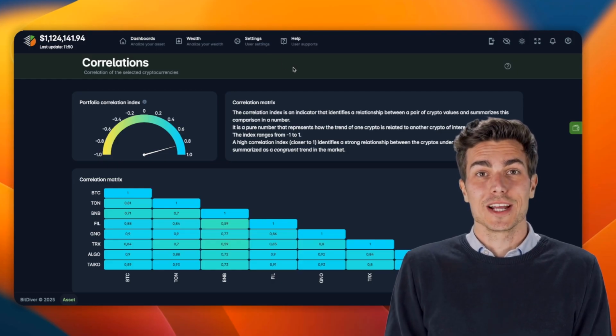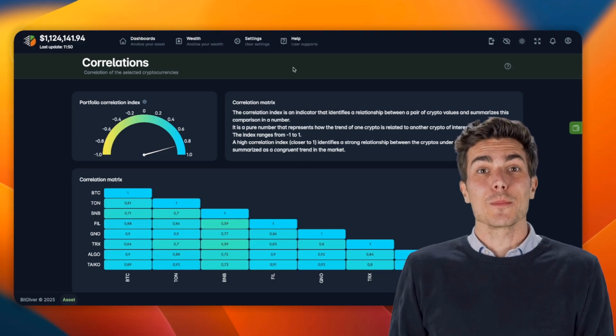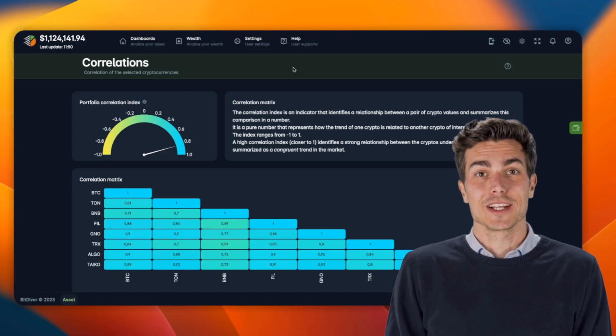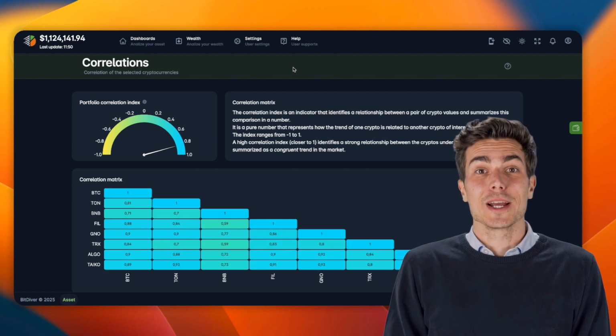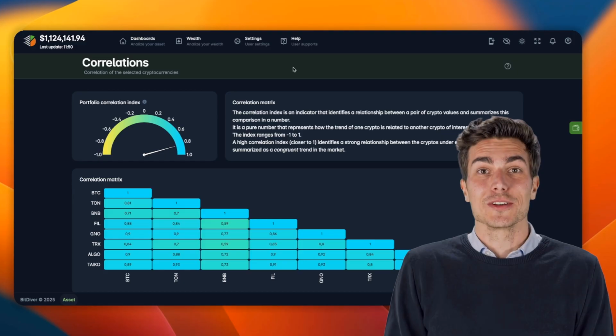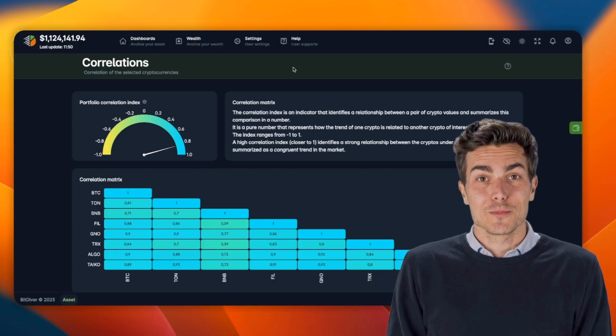The correlation matrix compares each pair of cryptos in your portfolio and shows a number for each relationship. Values close to 1 mean the two assets move together. Values near 0 mean they move independently. Negative values mean they move in opposite directions. Thanks to this, you can quickly see which cryptocurrencies behave similarly and which follow their own path.